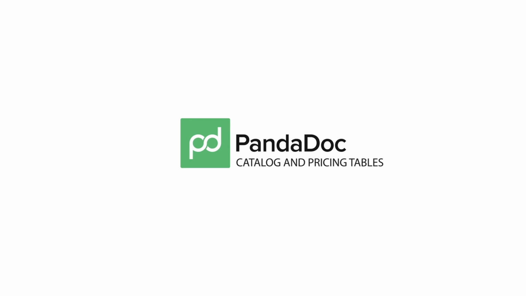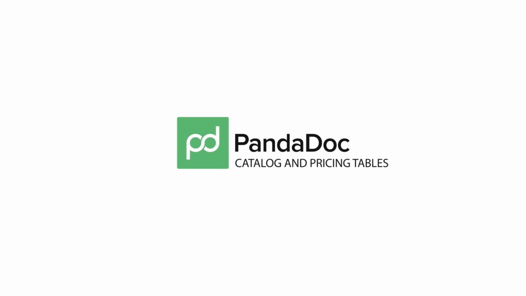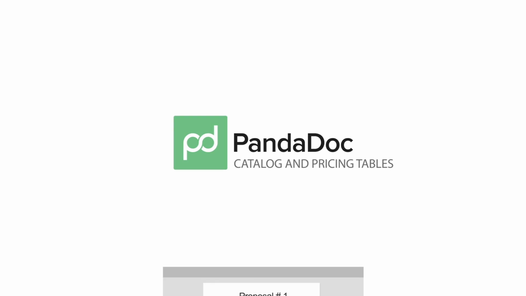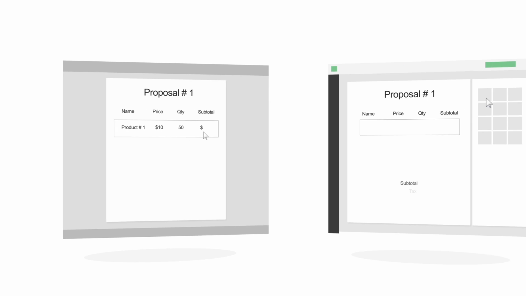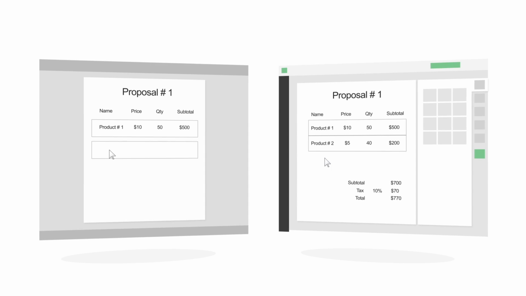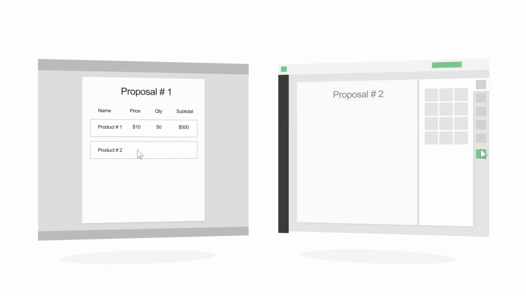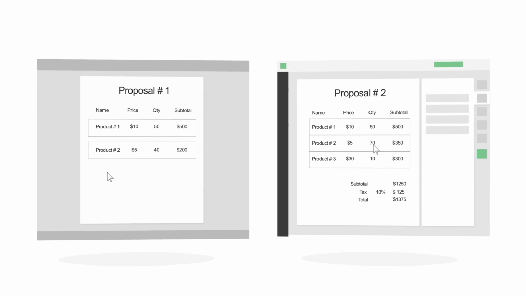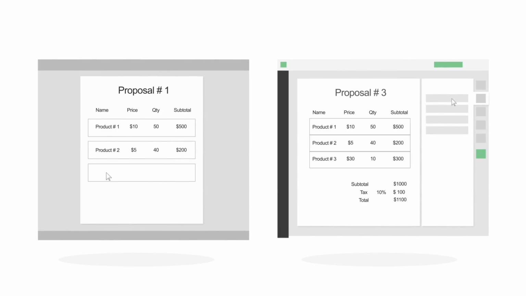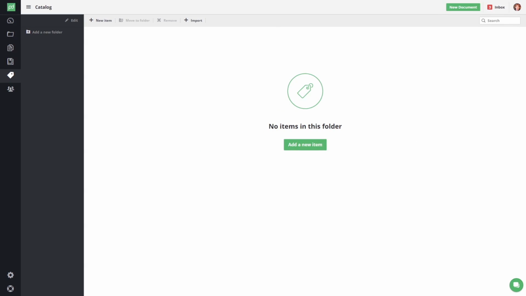If you send out quotes and proposals, PandaDoc's catalog and pricing tables will help you save time and increase sales. Most companies that deal with pricing and quotes use the same products and services over and over again. PandaDoc's catalog makes it a breeze to add products and services to your document with auto-suggest. Totals, discounts, and taxes are calculated on the fly. Let's check out the PandaDoc catalog.